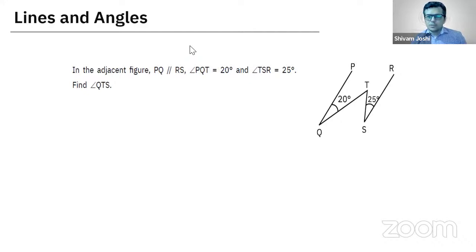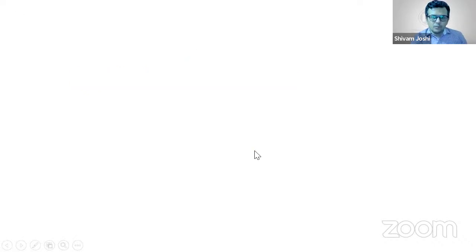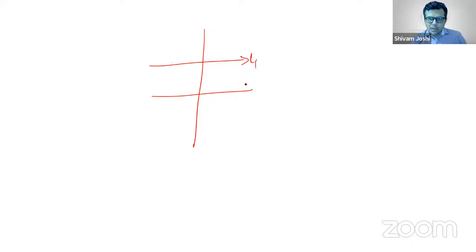Now let's take some questions on this. Okay, before we move on, I will discuss one more thing over here. Let's say these are my L1 and L2. This is the transversal.